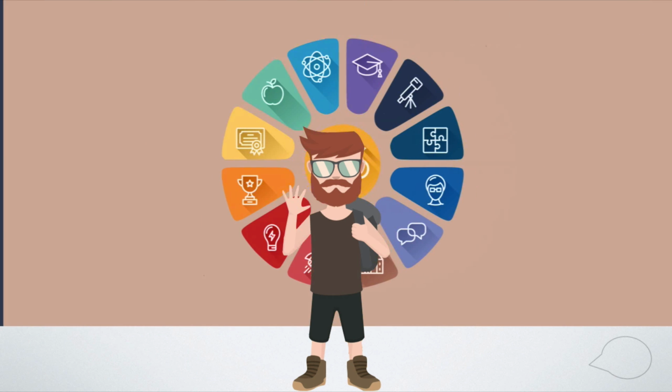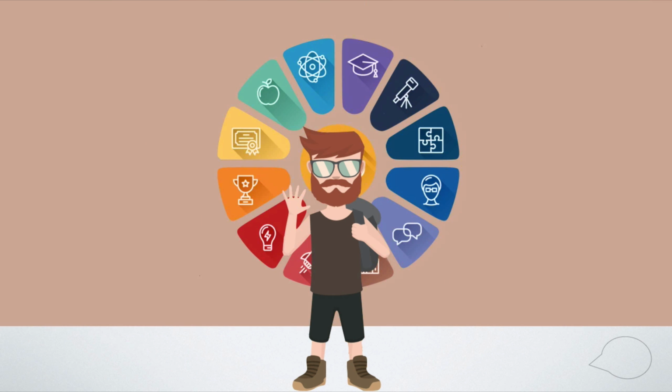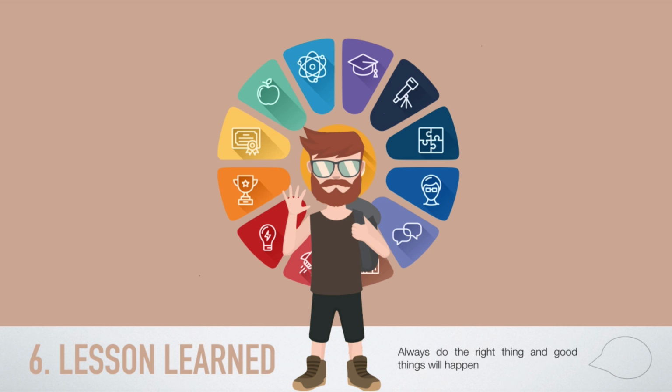The sixth and final step to telling a story in English is to decide the lesson learned. In other words, you need to determine what lesson or lessons you want to teach people through your story. For our example, the lesson learned is always do the right thing and good things will happen.